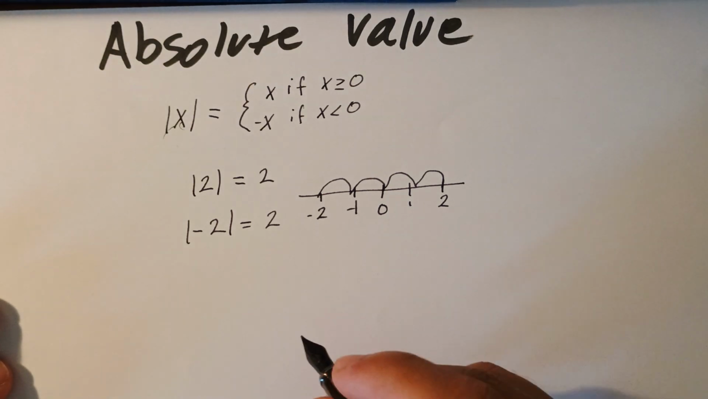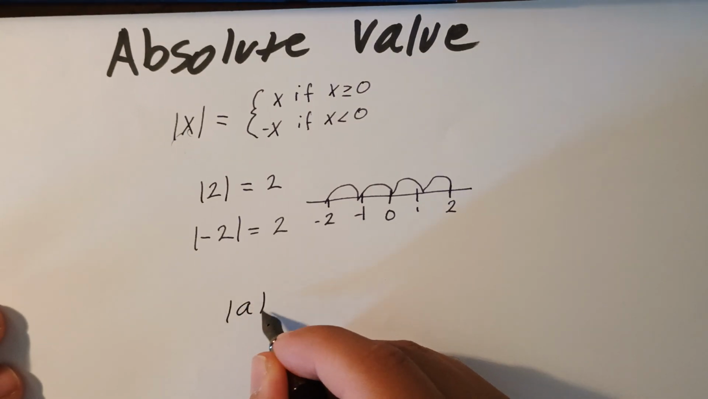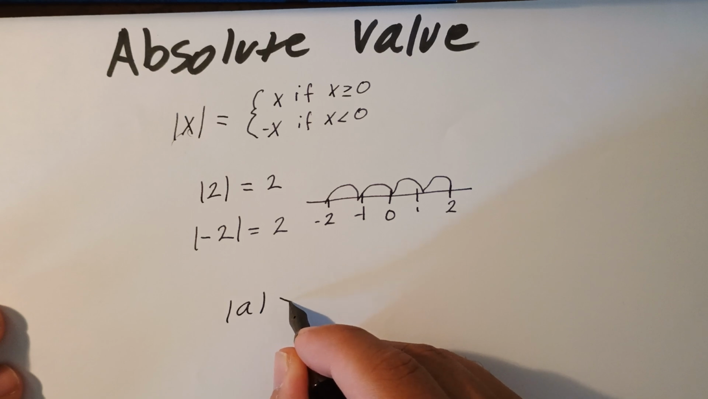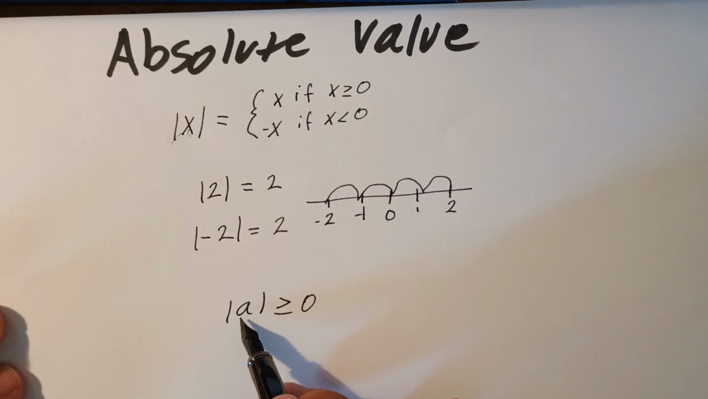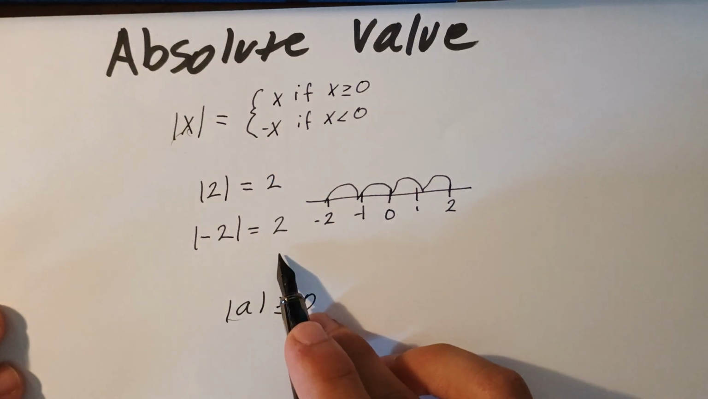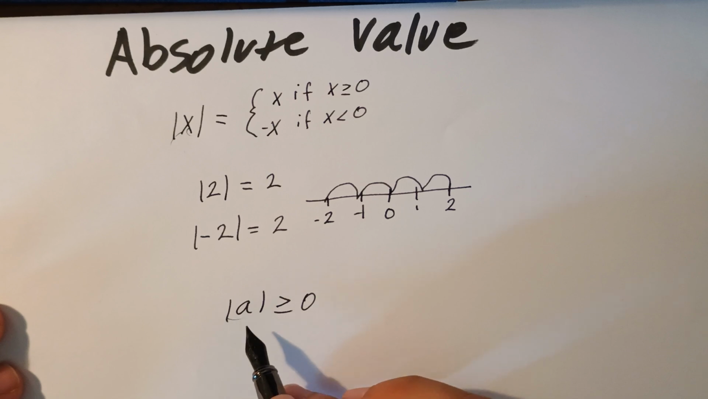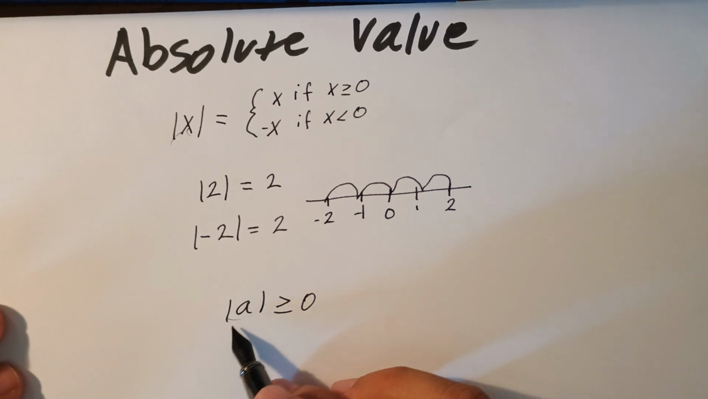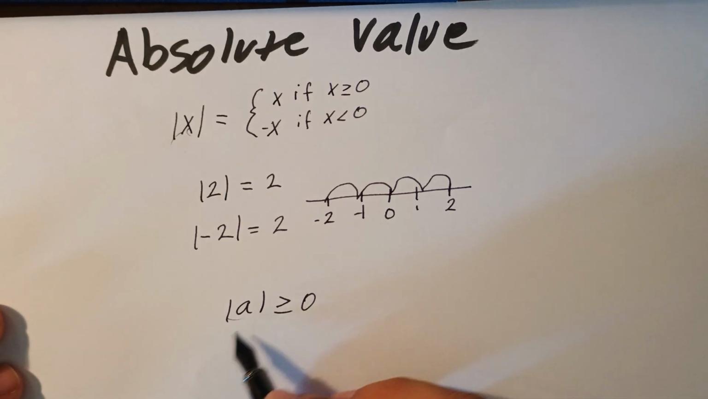So an absolute value of A will always be greater than or equal to 0. And all this is saying is that whatever number you put in here is always going to be positive. That's all it's going to say, right? Because they're both positive, and 2 is obviously bigger than 0, right? So this property is just telling you that any number you put in there, whether it's negative or positive, will always be bigger than 0, or equal to 0 if it's 0 itself, right?